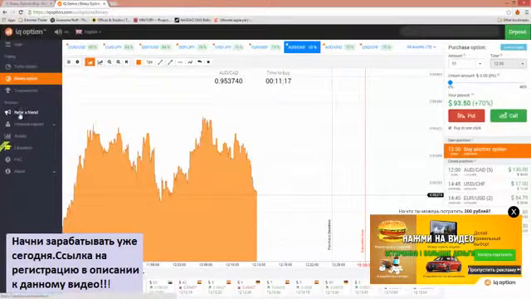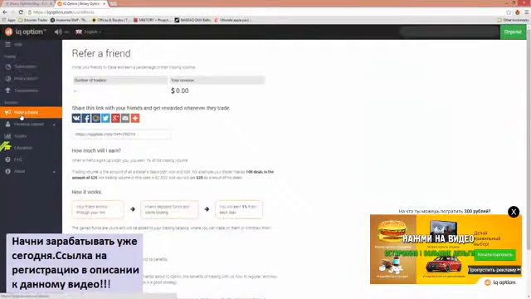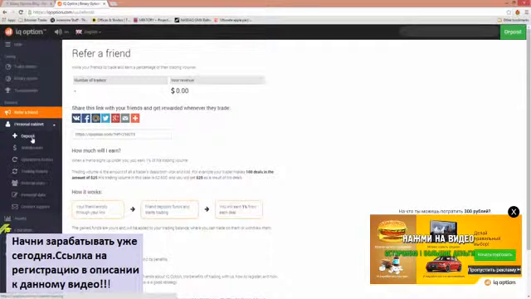Then some other sections here. You can refer a friend and get some money from friends joining up with the site. And your personal cabinet: deposits, withdrawals, operations history, trading history, referral stats, data and contacting support.